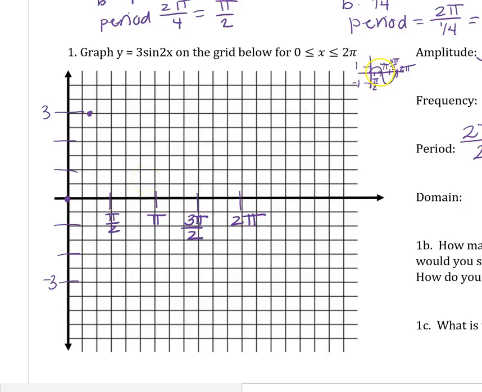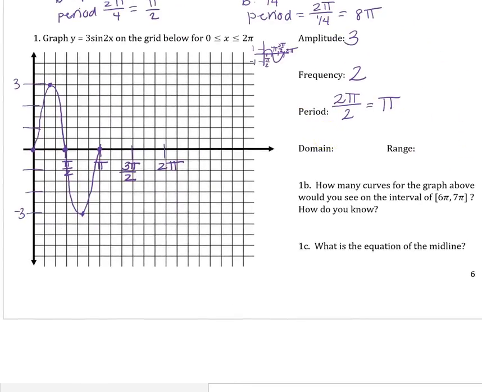Instead of hitting 0 at pi, it's going to be at 0 at pi over 2. Okay, then halfway between pi over 2 and pi, I'm going to come to -3, and then finish at pi with 0. So sketch a nice curve. Okay, and recall that we said that the period of the graph would be pi, and that's what you're seeing here. I have one full sine curve between 0 and pi.